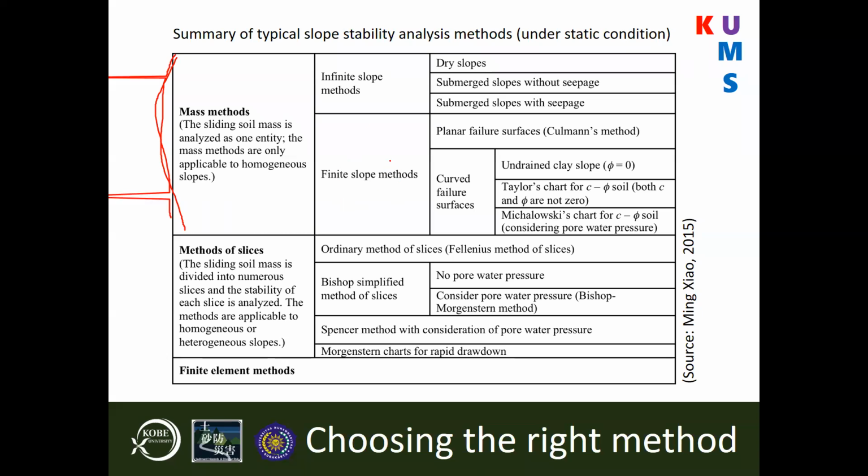And finite slope methods with planar failure, and that's the Culmann's method. We'll go about it in detail later. It's a bit difficult to understand the first time, so I advise you to go back to it. You might need to open a book at the same time, but that's for you to do. And the different curved failure surfaces for undrained slopes. And we'll talk about the Taylor chart. I'm not going to talk about the Michalowski chart this time, only the Taylor chart.